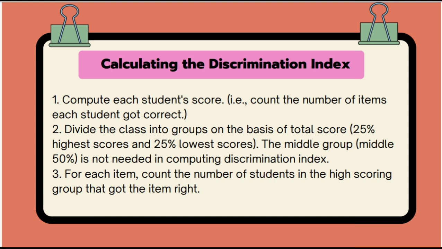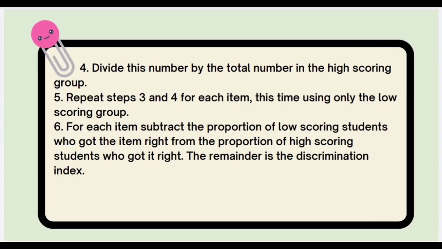Step 3. For each item, count the number of students in the high-scoring group that got the item right. Step 4. Divide this number by the total number in the high-scoring group. Step 5. Repeat steps 3 and 4 for each item. This time, using only the low-scoring group. And for the last step, which is Step 6, for each item, subtract the proportion of low-scoring students who got the item right from the proportion of high-scoring students who got it right. So the remainder is the discrimination index.